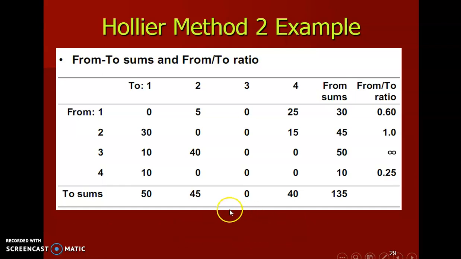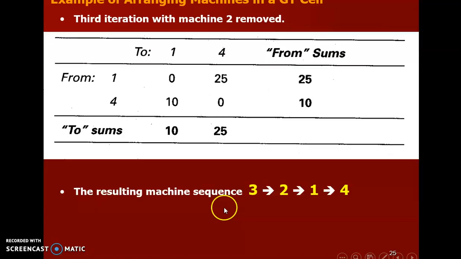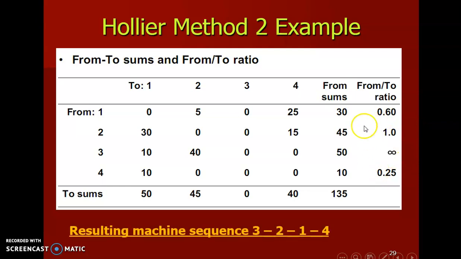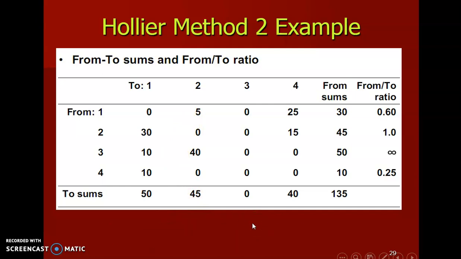The first minimum value of to sum is machine number 3 and the second is machine number 2, and based upon the tiebreaker between 1 and 4, we did this from by to ratio, in which machine number 1 has the maximum value of 0.60 and therefore it stands third in the sequence, and the last one is machine number 4. So this is the Holier method for making a machine sequence.